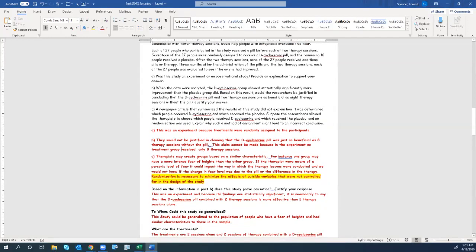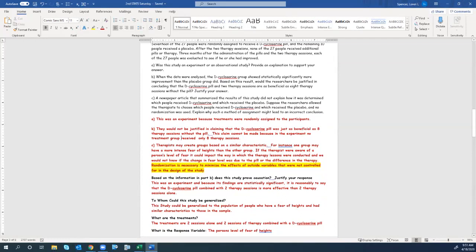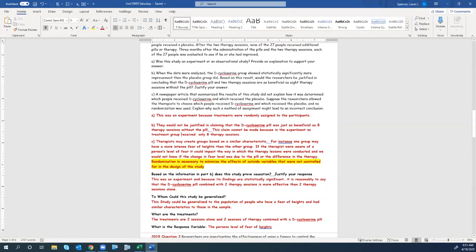And then lastly, what are the treatments? The treatments are the 2 sessions alone, and then the 2 sessions of therapy combined with the medication. And the response variable is a person's level of fear of heights. Now, once again, these last few questions were not part of the AP exam that year, but I do know that these are typical questions that they like to ask, so I thought I'd go ahead and use this time to do that.